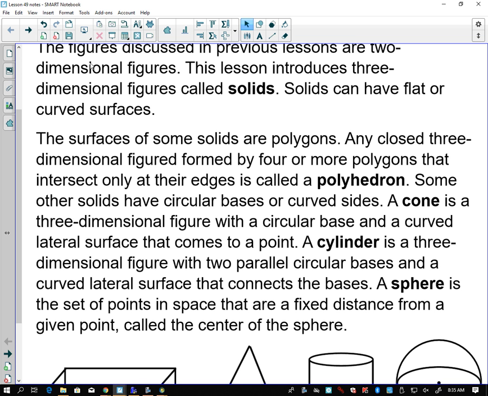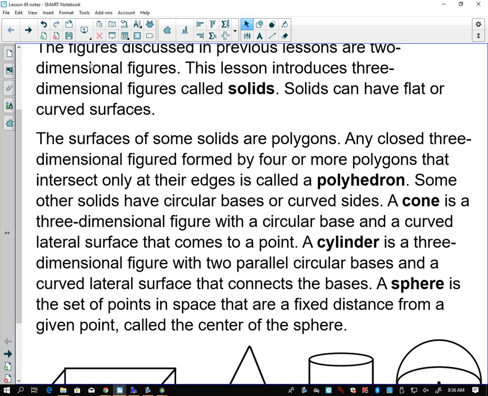Some other solids have circular bases or curved sides, like your cones or your cylinders. A cone is a three-dimensional figure with a circular base and a curved lateral surface. That's what Jordan has. It has a circular base and a curved lateral surface, unlike a pyramid. It's curved around, and it comes to a point.